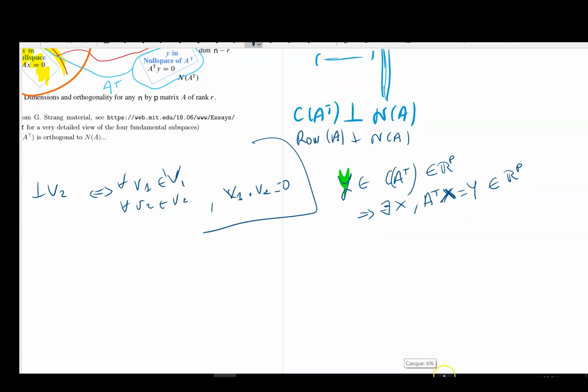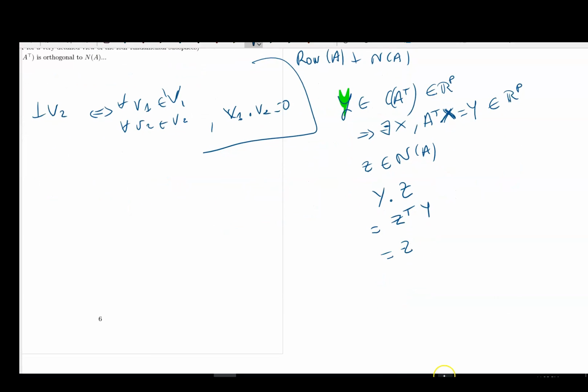Now let's take some Z that belongs to the null space of A, and let's do the dot product of that Y and that Z. That's just the same thing as saying, let's write it with the vectors, row vector times column vector, so Z transpose times Y. Now let's use the fact that Y actually comes from A transpose times X. Matrix multiplication being associative, I can rewrite that as this times the X, and this is AZ transpose times X. The transpose of a product is the product of the transposes, but in the reverse order.